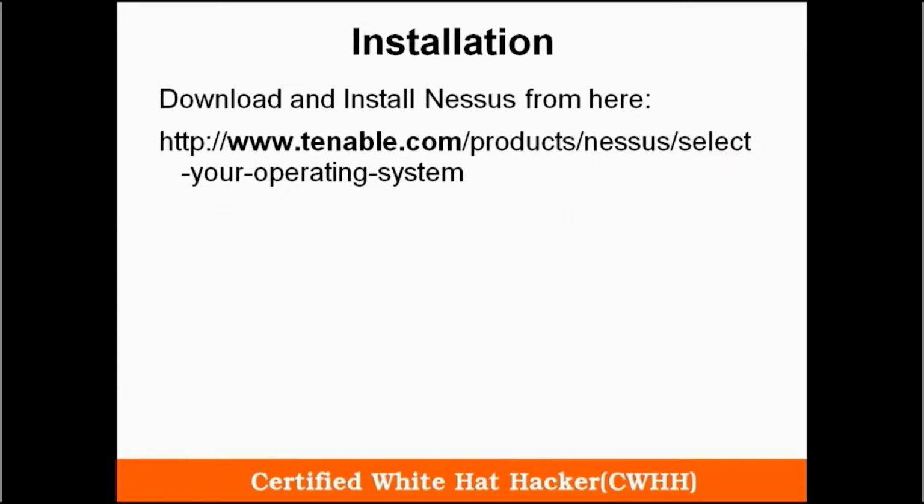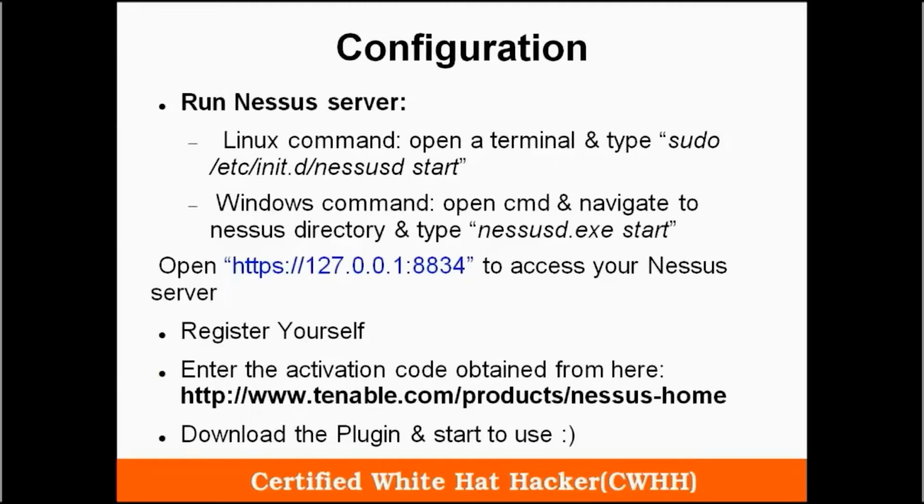So you can download and install Nessus from this link over here, and once it's installed you need to do some basic configuration before you can start. In Linux you just type this command and start the Nessus server, and in Windows this is the command for opening it, and after that you go to this location in the URL, 127.0.0.1 and port 8834, and then you can access the Nessus server. After that you have to register yourself, and you will get an activation code which you also have to give in, and it will download some plugins, and after that you can start using Nessus.